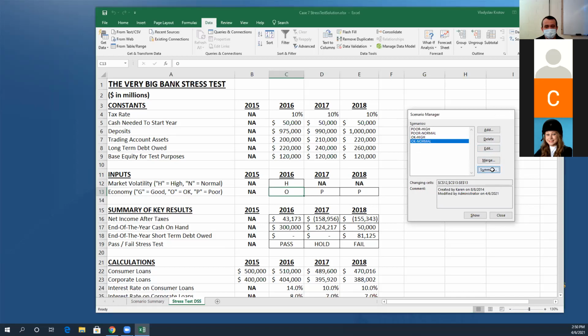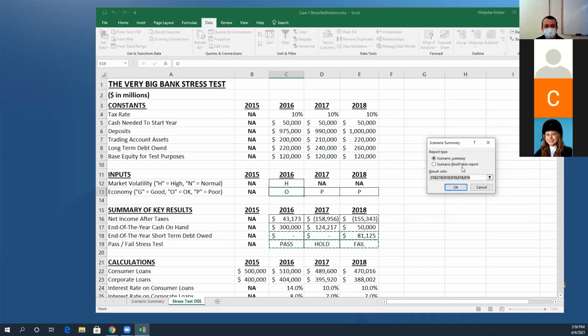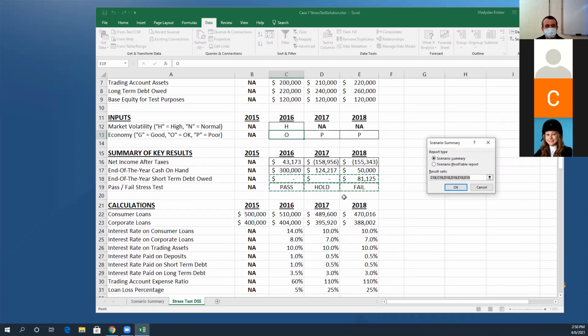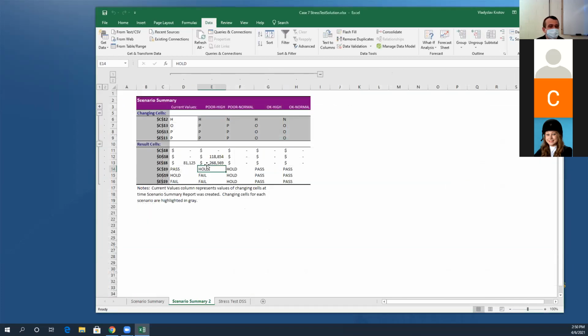You go to summary, and it asks you, do you want to create a pivot table or a summary? You'll create a simple summary, right? And the result cells, they're already selected for you. Short-term debt, how much short-term debt you owe, and the overall conclusion, pass or fail. So it's basically a copy of these 3 cells. You can do it by selecting them like this. Okay. And when you press OK, you'll get the scenario summary.